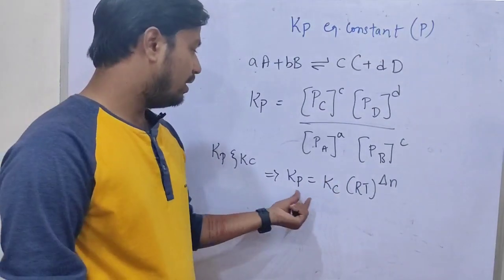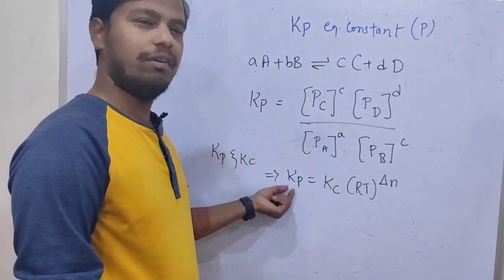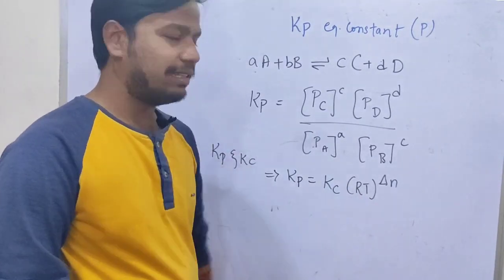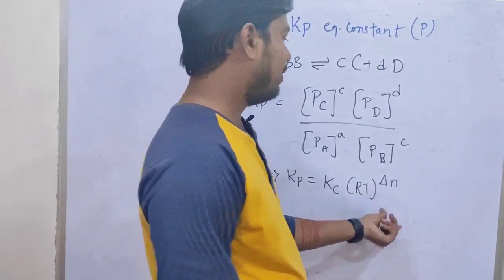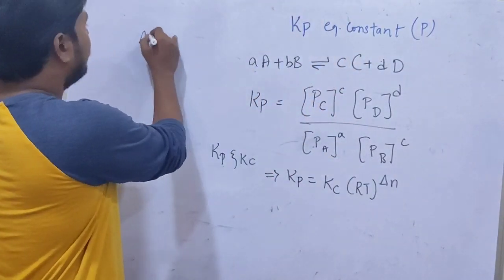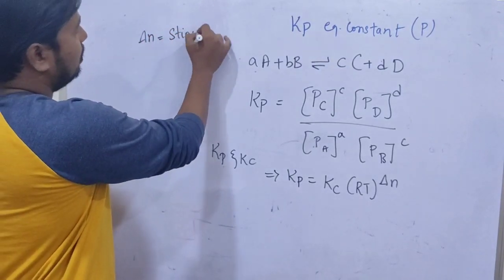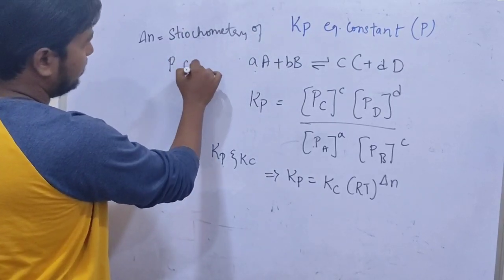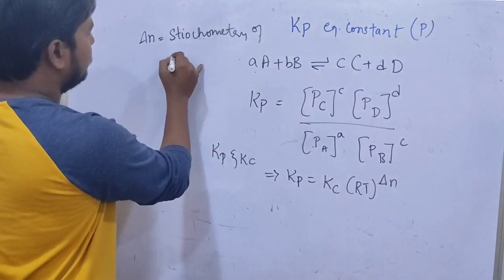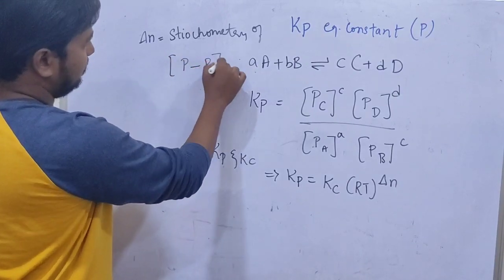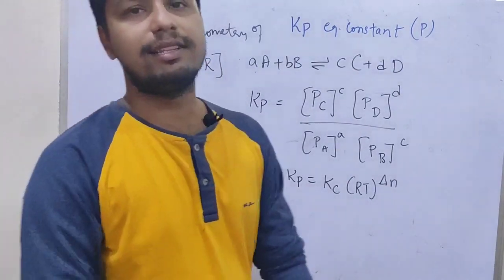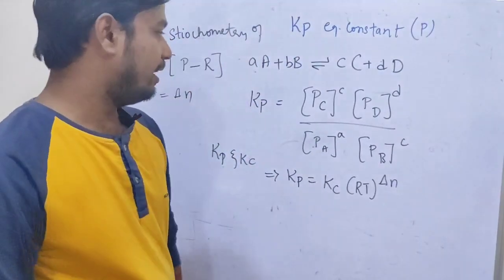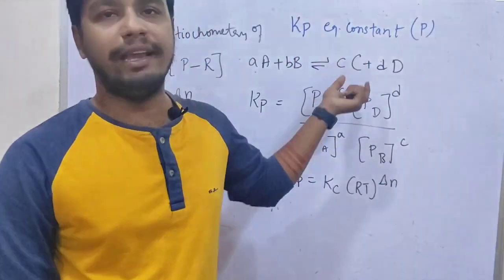Now we know Kp is the equilibrium constant while taking pressure terms, and you know Kc. R is the universal gas constant, T is the absolute temperature, and delta N. What is delta N here? Delta N is the stoichiometry of products and reactants. Directly we can say products minus reactants, stoichiometry of products minus reactants. That gives the value of delta N, right? So this is about the relation between Kp and Kc.